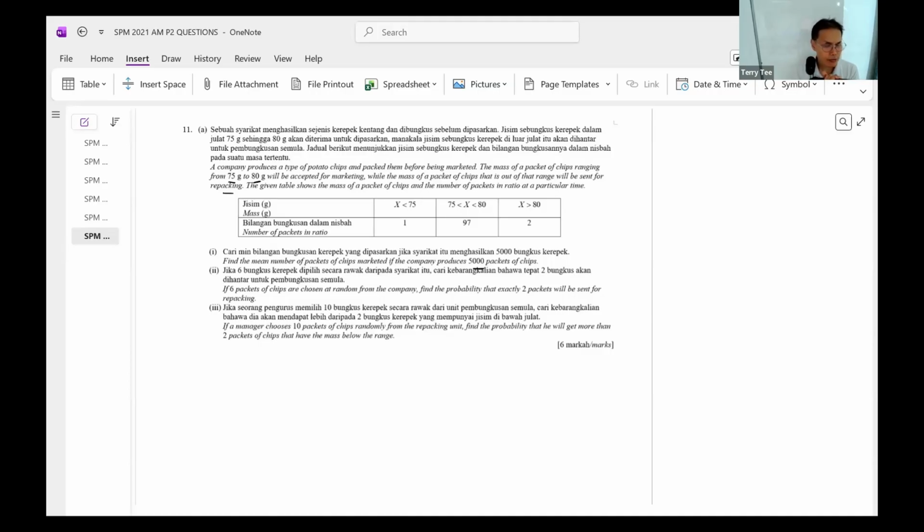Okay, this is a ratio. The ratio actually represents your probability. So you notice 1 plus 97 plus 2 is 100, right? So isn't this your probability? Okay, picture this. What is your n now? 5,000. You're finding the mean packet of chips marketed. So you can only market them if they fall in this category. Anything smaller than 75 gram or bigger than 80 gram, something is wrong, right? So they have to be sent for repacking.